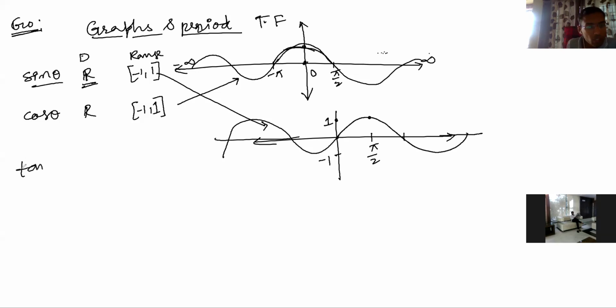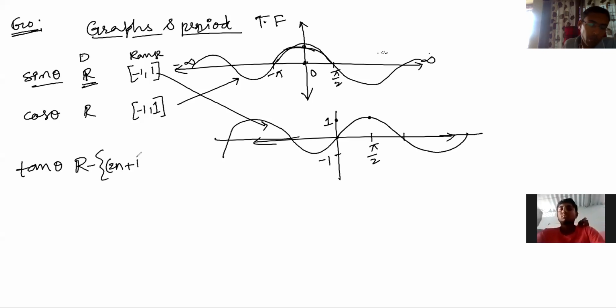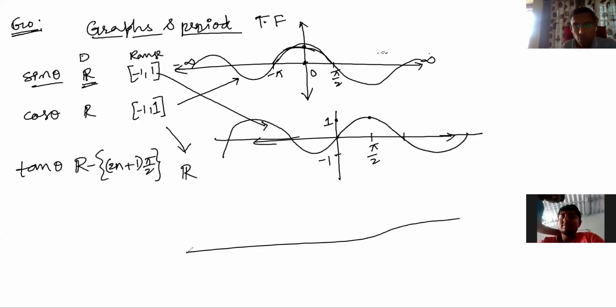Then next tan theta. What is the domain of tan theta? Tan theta is defined for all real numbers, but not defined for odd multiples of pi by 2, (2n plus 1) pi by 2 we say. So we discussed this, right? That means pi by 2, 3 pi by 2, minus pi by 2 are not defined. So its range is all real numbers. That's why the graph will be like this.